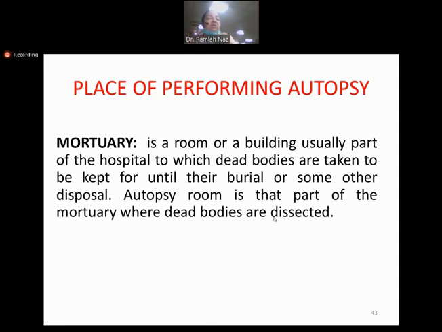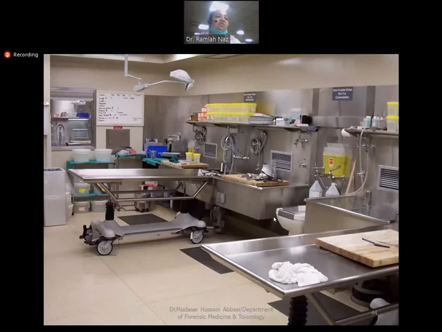That is authorization, dead body challan, person investigating report, FIR. Then you have to look for identification and all that, then the procedure gets started. Okay, place of performing the autopsy, basically a mortuary. What is a mortuary? Basically, we don't perform in the mortuary. Mortuary is basically the place or the room or the building, usually part of the hospital, to which dead bodies are taken to be kept until their burial or some other disposal. Autopsy room is the part of that particular mortuary where the dead bodies are dissected. Okay, so this is the autopsy room.